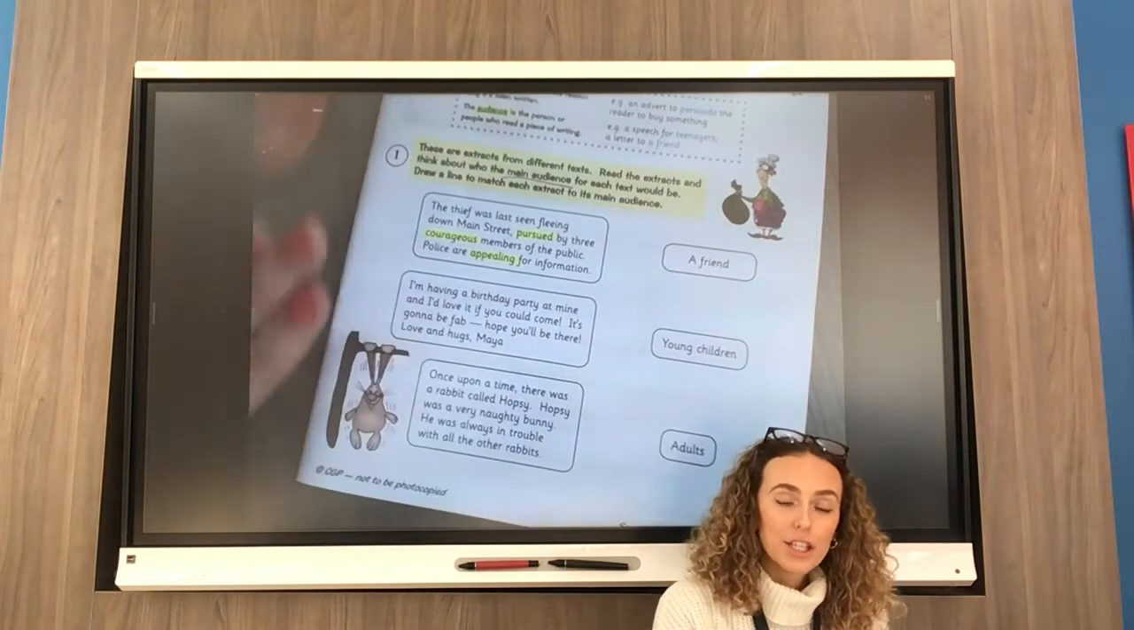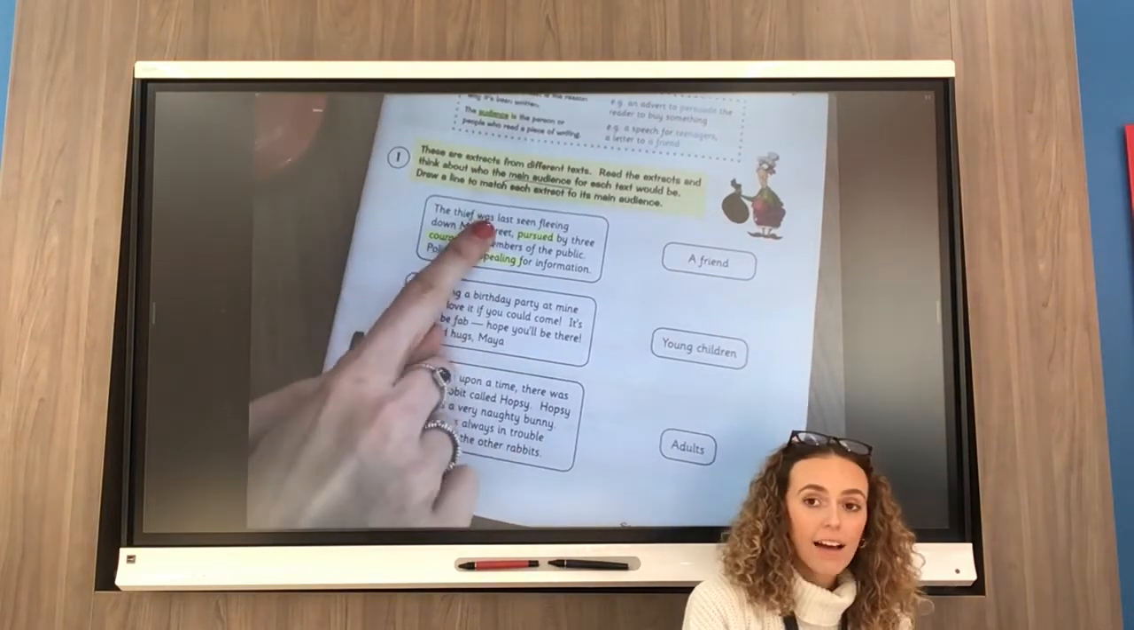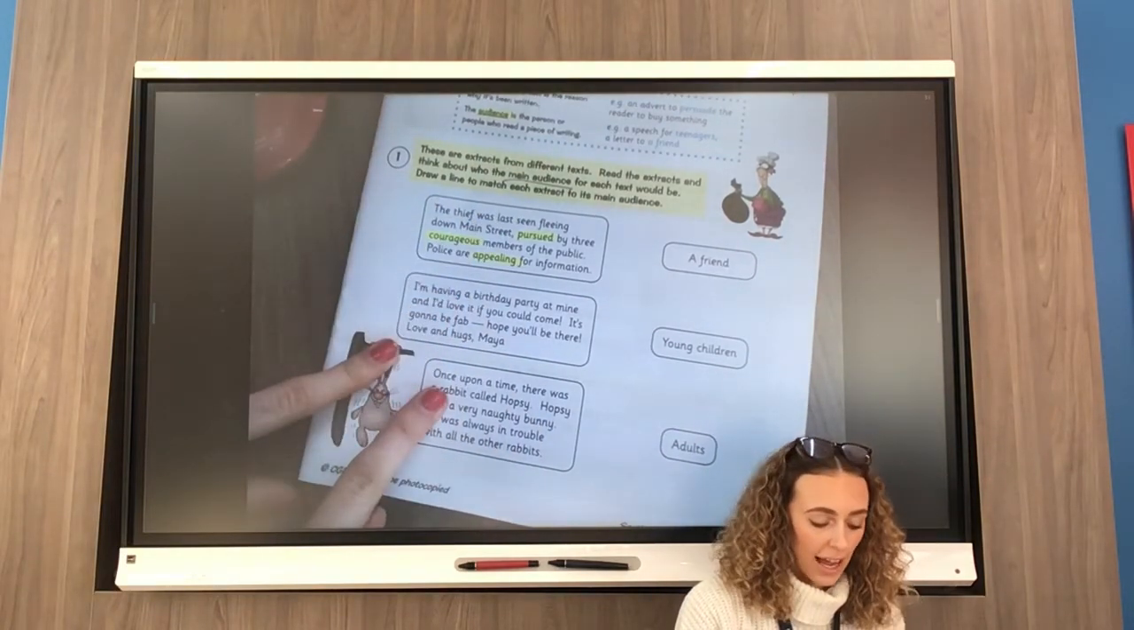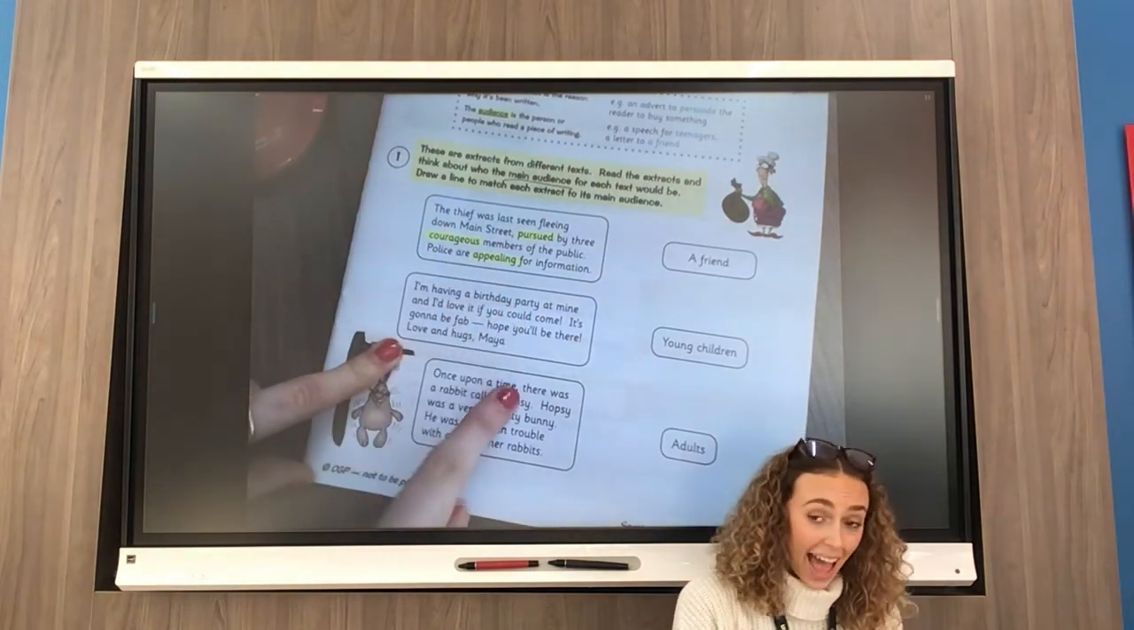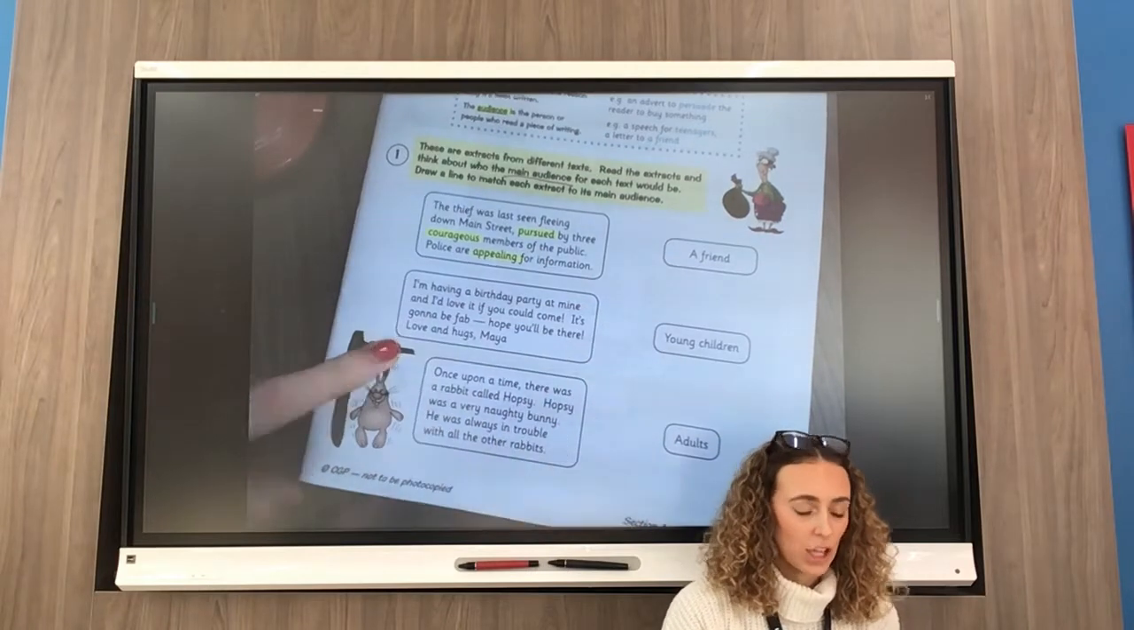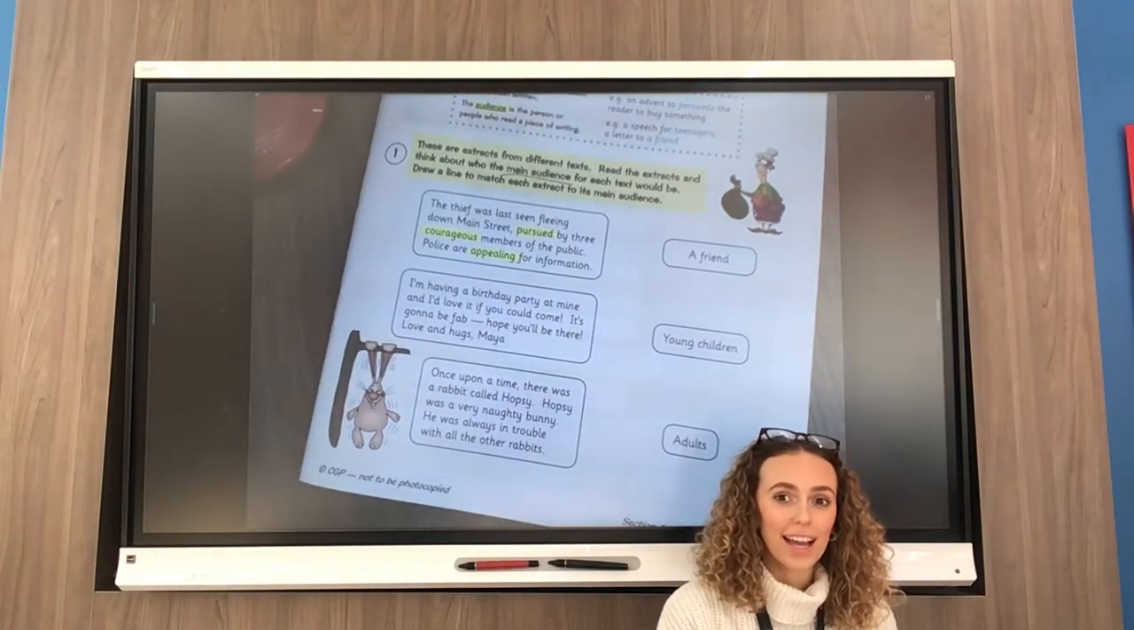So what I want you to do now is hit pause on the video, have a quick read of the 3 extracts and then think, I wonder who these extracts are written for, and then you can match them to the correct audience.